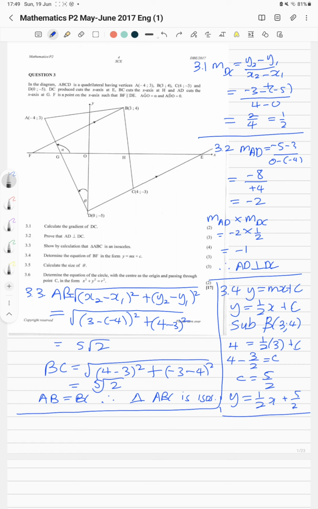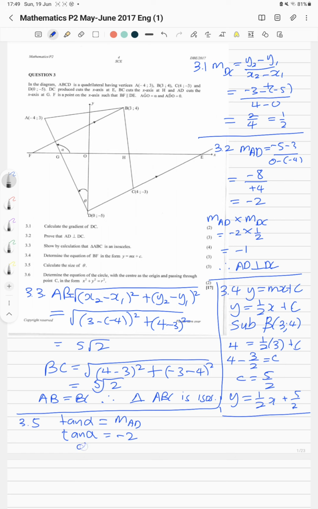Right, let me just clear up more here. Right, this alpha, and we got the gradient of AD. So we can now find alpha because alpha is an angle of inclination. So in 3.5, we'll start like this here. Tan of alpha is equal to the gradient of AD, m of AD, which means tan of that alpha is equal to minus 2 from 3.2. The gradient of AD was taken from there.